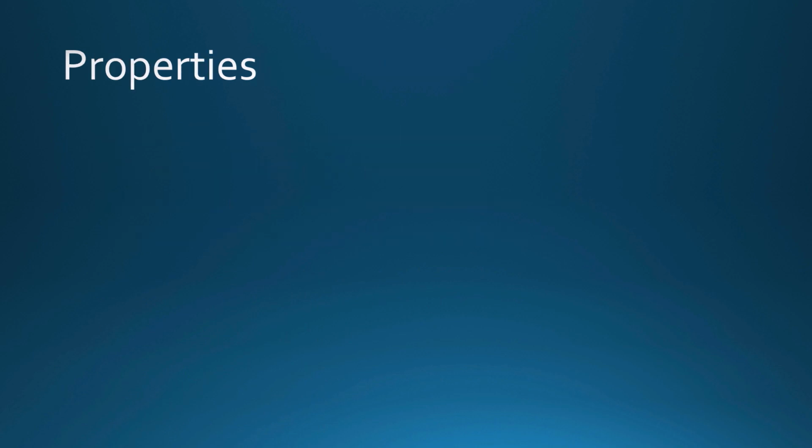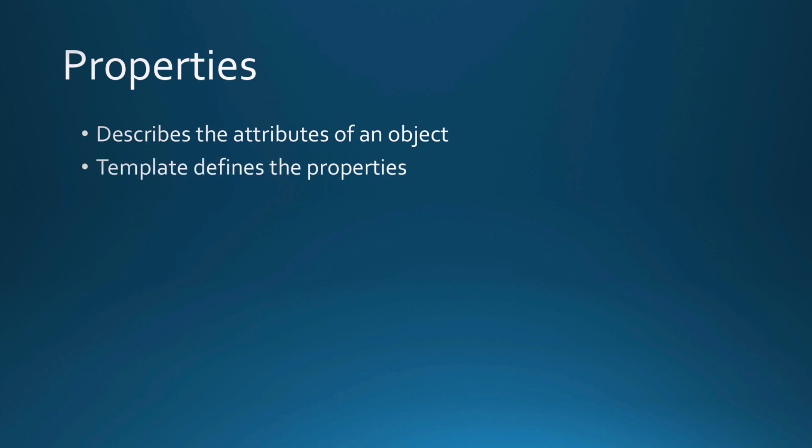When we create properties, they are going to describe the attributes of an object. For example, a name, a first name, a last name, a social security number, a salary, things like that. They describe the data that this object is going to hold. So the template defines the properties, and then the object is where we are actually setting and supplying the values to anybody who needs it.